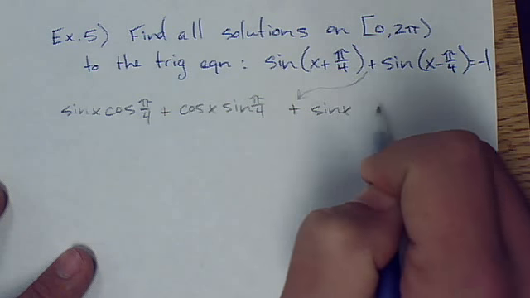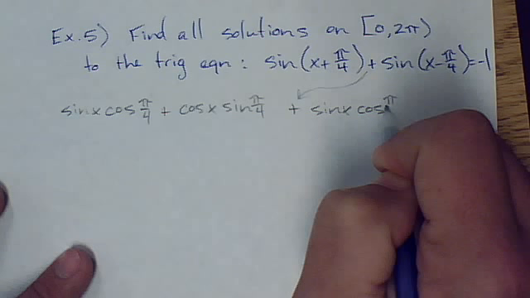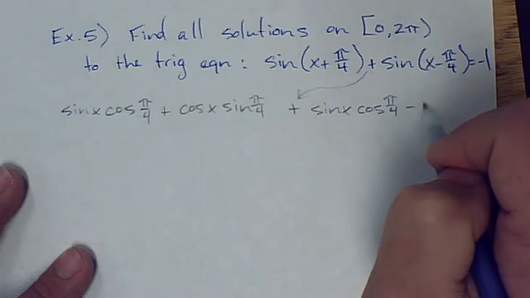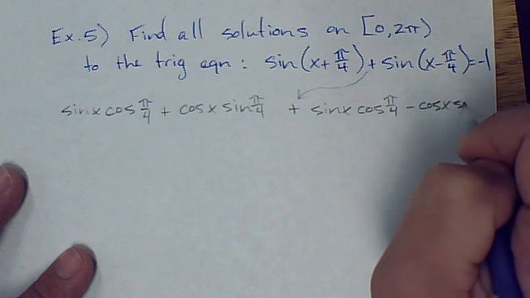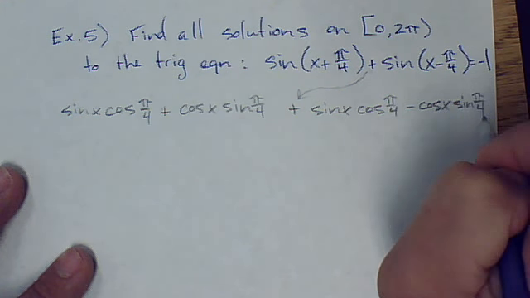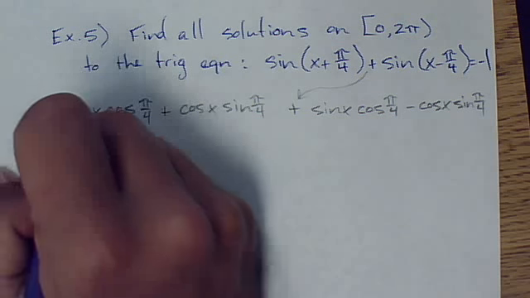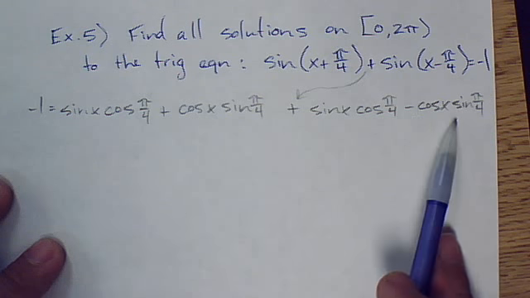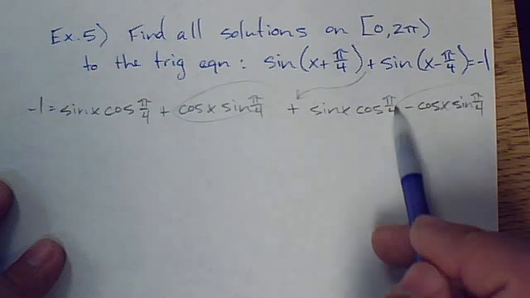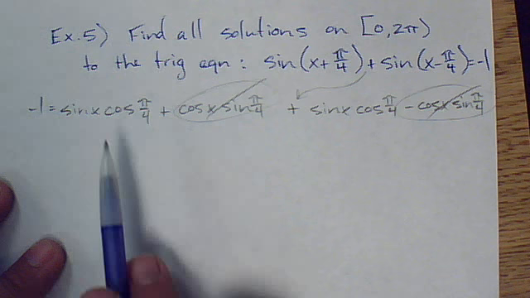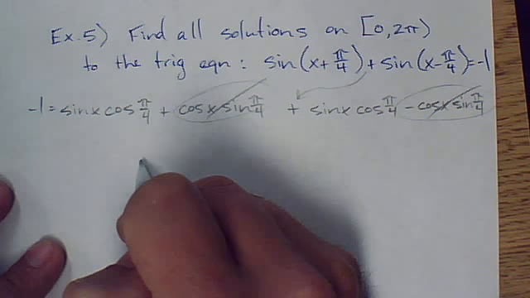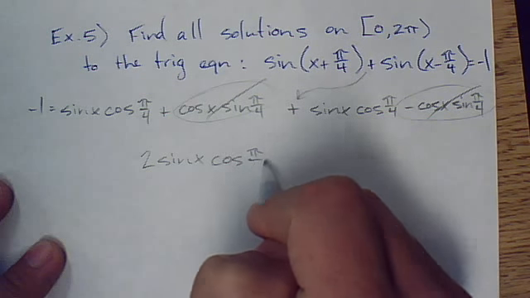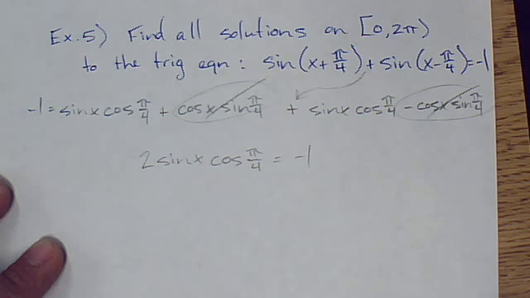Sine x cosine pi over 4. This one would be minus cosine x sine pi over 4. And all of that equals negative 1. So you've got 4 terms here. Hopefully you notice that you've got a couple of them here that will cross out. So when I combine like terms here, I get 2 sine x cosine pi over 4. And that still equals negative 1.